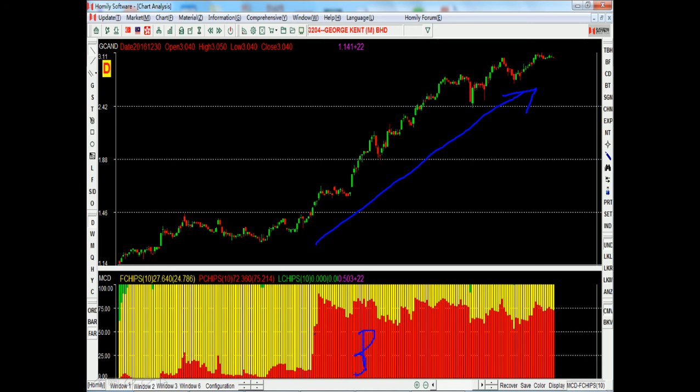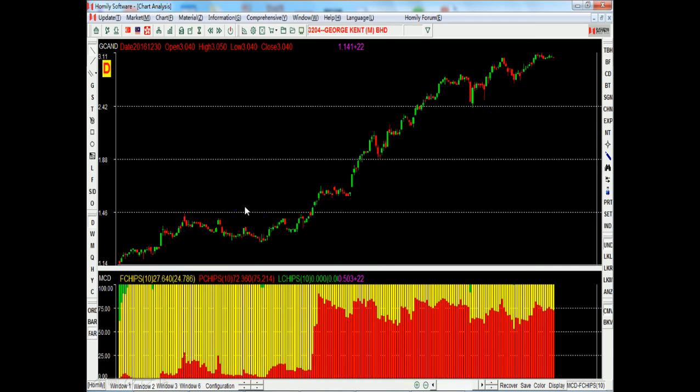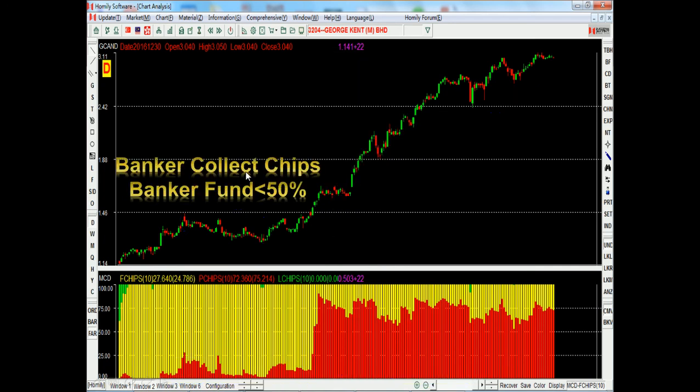Actually, the red area, that is the banker fund, right? Banker fund. And here we can see when the price goes sideways, you can see the banker fund is much smaller, right? And here we can see the banker fund is bigger and bigger. So that means the price will go up. So here, the banker can collect chips.